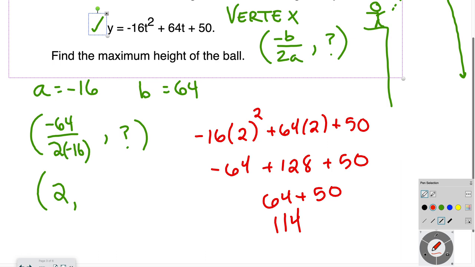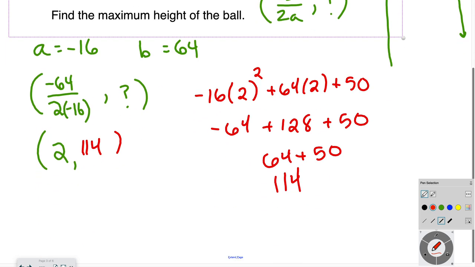The question didn't ask you for the vertex. What did the question ask you for? The maximum height of the object. So your answer is, the maximum height of the object is 114 feet after 2 seconds.